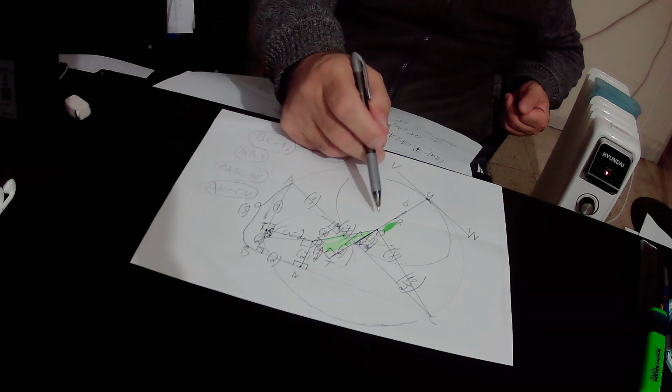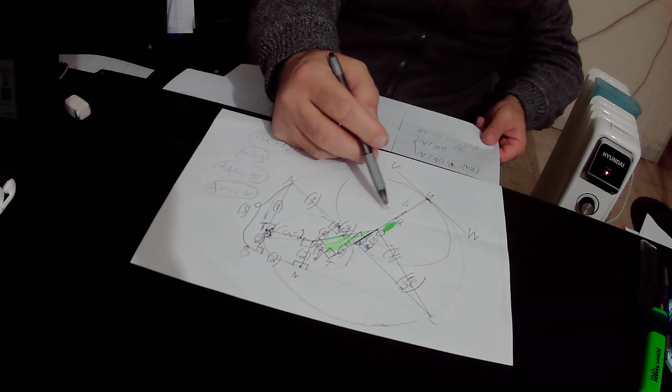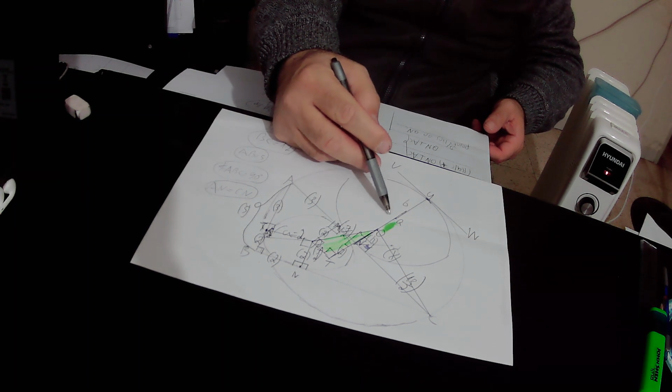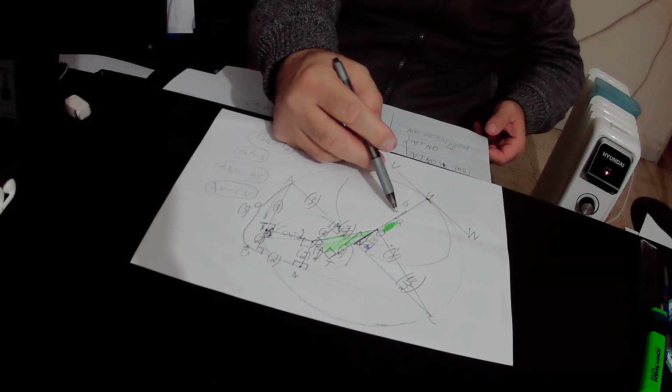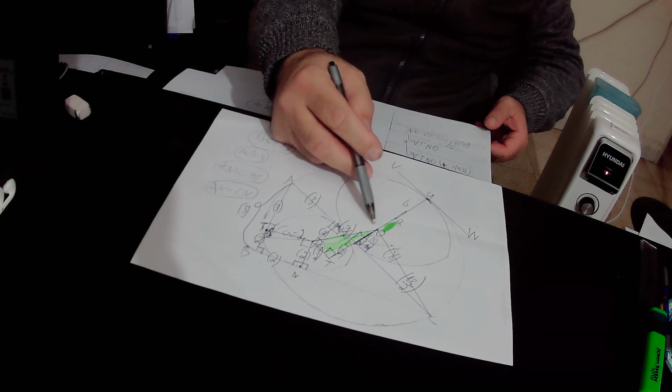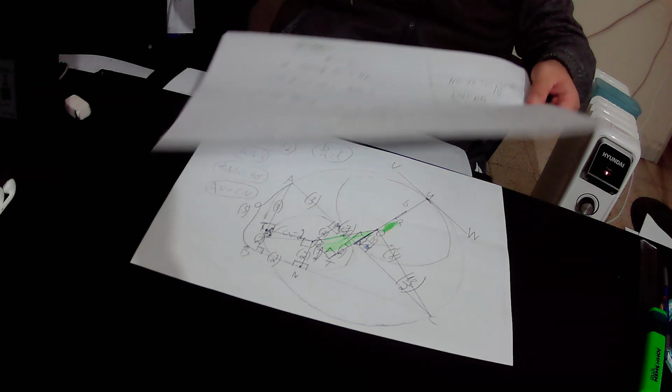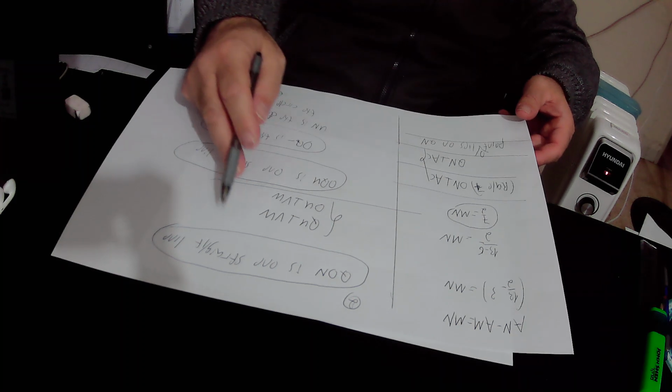If point O lies on QN, it means that QON is one straight line. Point O lies on the radius QN, therefore QON is one straight line.